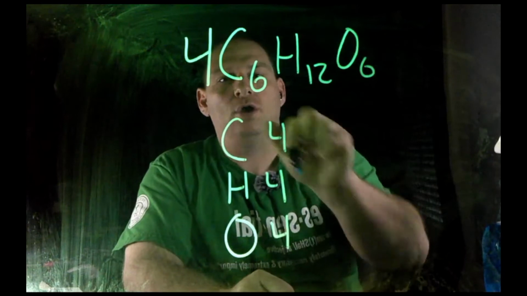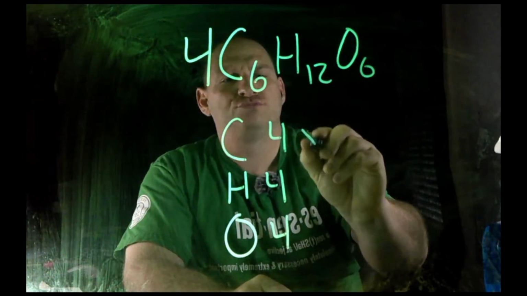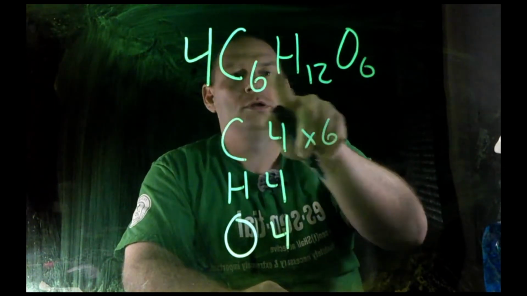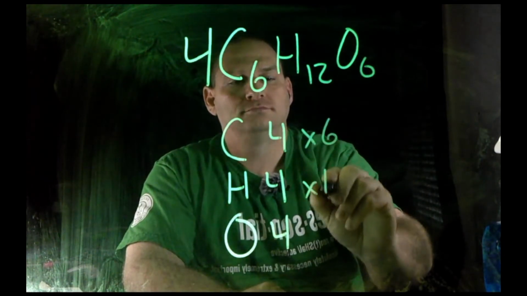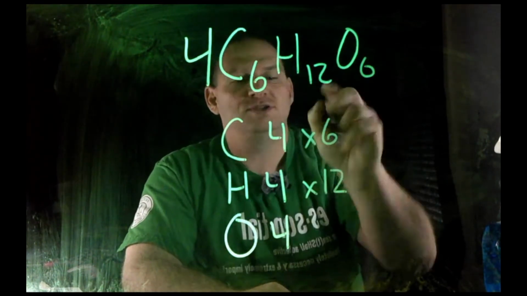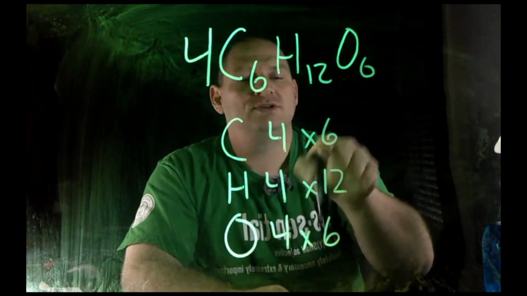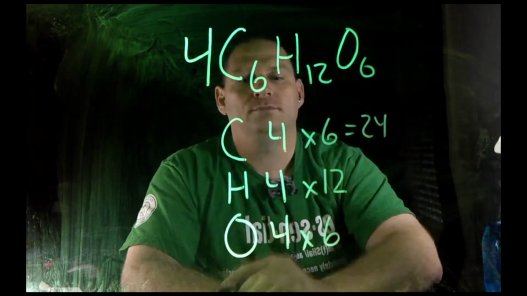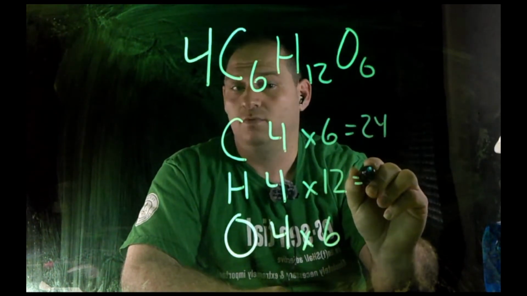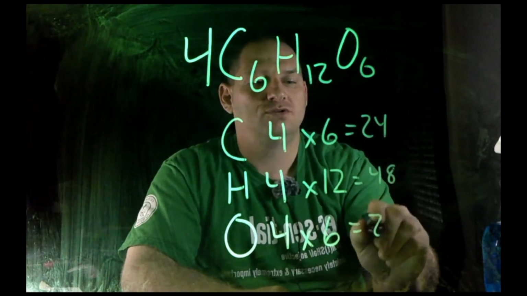Great. So I'm going to take this carbon. Look, I have 6 here. I have 4 times 6. This hydrogen, I have 12. So 4 times 12. Oxygen, I have 6. So 4 times 6. All right, so let's see here. 4 times 6 is going to be 24. 4 times 12 is going to be 48. Had a brain fart there. And 4 times 6 is 24.